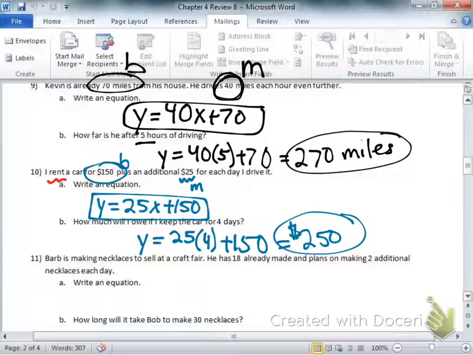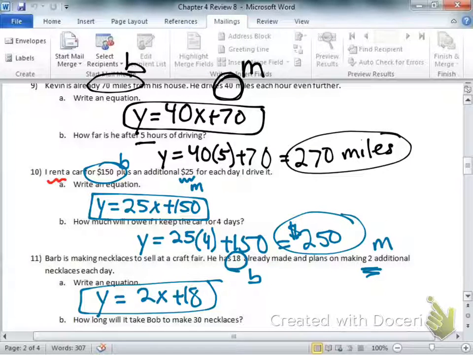All right, last one was the necklace example. We've looked at this one several times. I just sort of changed the numbers around. This person already has 18 necklaces made. That'll be the B, because that's where he's starting. And then he's adding 2 necklaces each day. So that's the change number. That's the M. So Y equals 2X plus 18.